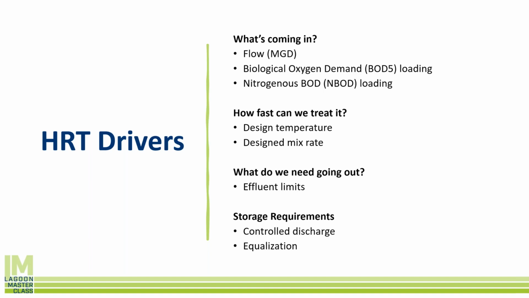Biological oxygen demand: if more BOD, more carbon comes into the plant, if you have 1,000 BOD coming in versus 100 milligrams a liter BOD, we're going to need more HRT to treat that water down to some effluent limit point. And same with NBOD or ammonia. It also comes down to how fast we can treat it. The design temperature, as you saw earlier, for example, between winter and summer, there is a difference in design temperature and HRT. If the water is colder, the water will be treated at a slower rate because the bacteria move slower. In that case, we will need more HRT to accommodate for those colder temperatures.